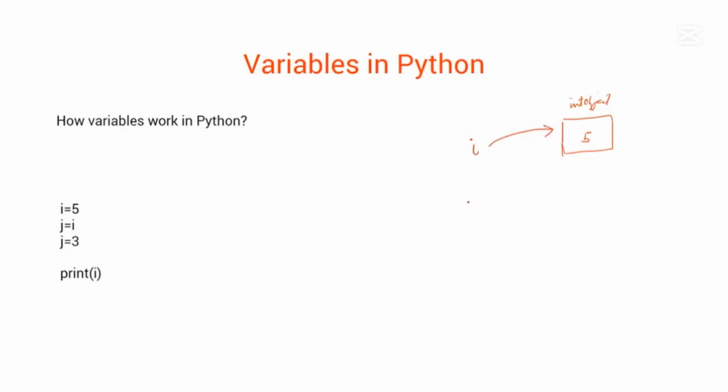Now when you do something like j equal to i, what it basically does is bind j to the same location to which i is bound, that is this int object. Now when you do something like j equal to 3, it creates another int object, puts a value of 3 in it, removes this pointer from here and makes it point to this new location. So when you print i, i is still pointing to this object, so it will print 5. This is how variables work in Python.